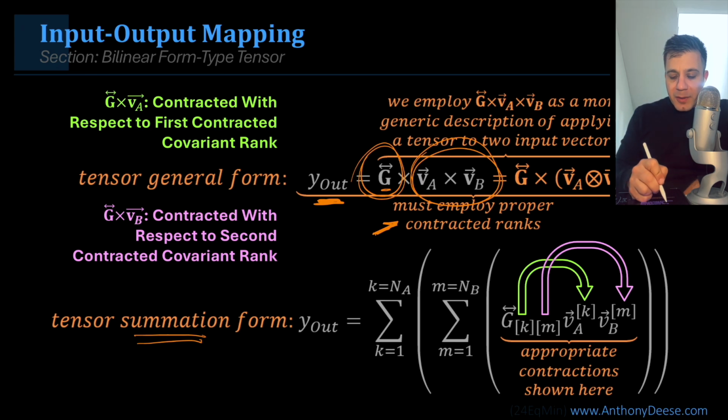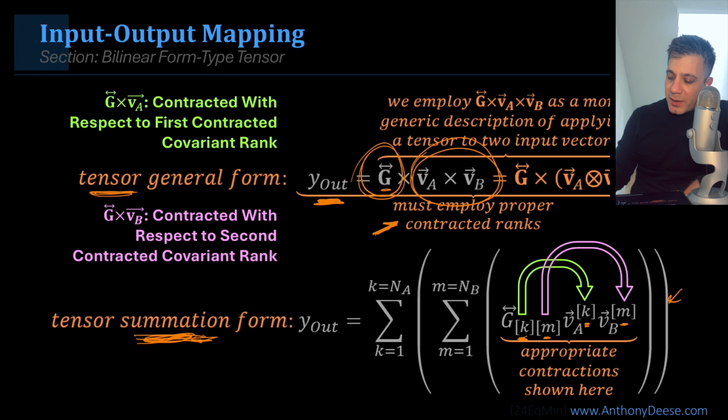Now, up here we have a tensor general form, and down here we have a summation form. As these tensors get more complex, higher rank, you'll see that the summation form often tends to be a better description of what's going on. Why is that? Because if we look here, we can see specifically how the elements of the tensor are multiplied by the elements of the input vectors, and specifically we can see how the indices match up, right?